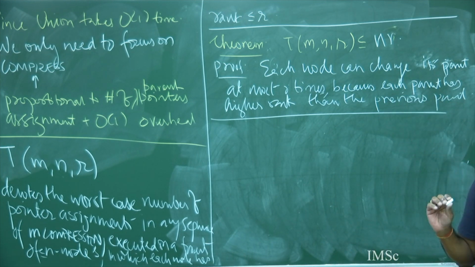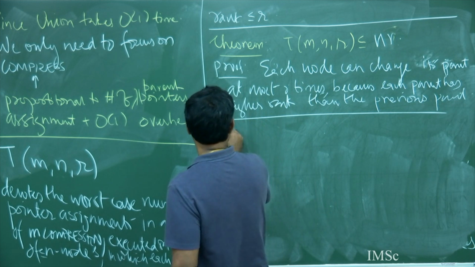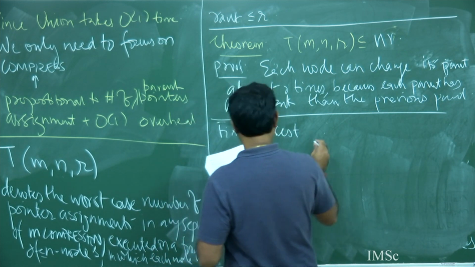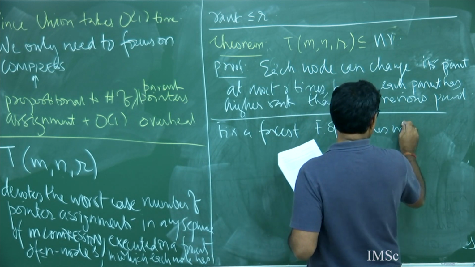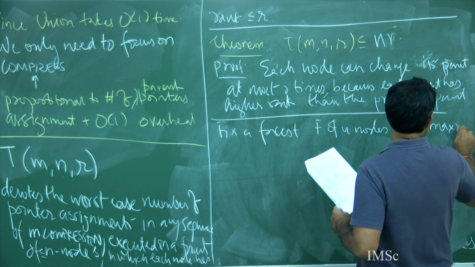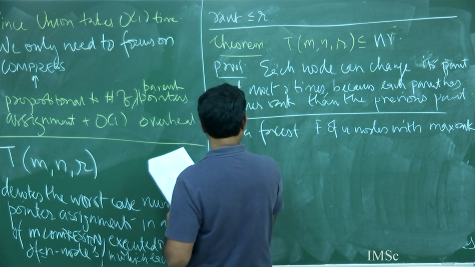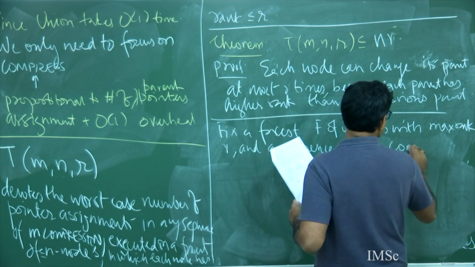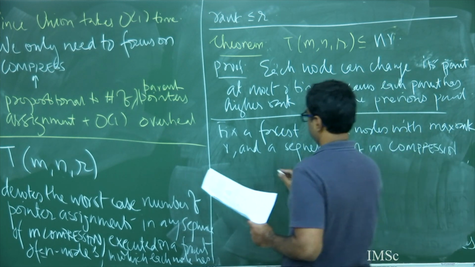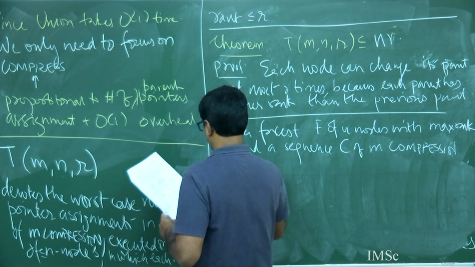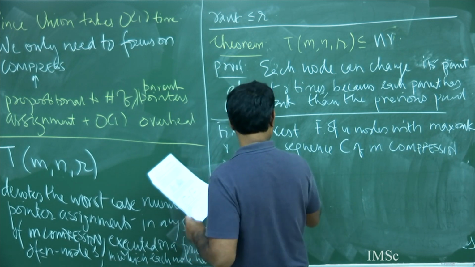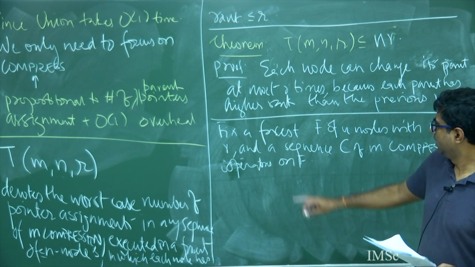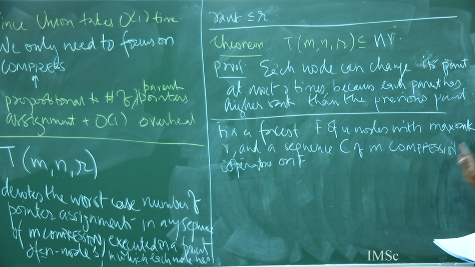Okay, so now let's fix a forest F of n nodes with max rank R and a sequence C of M compression operations on F. Some arbitrary sequence; I'm not assuming anything about this.